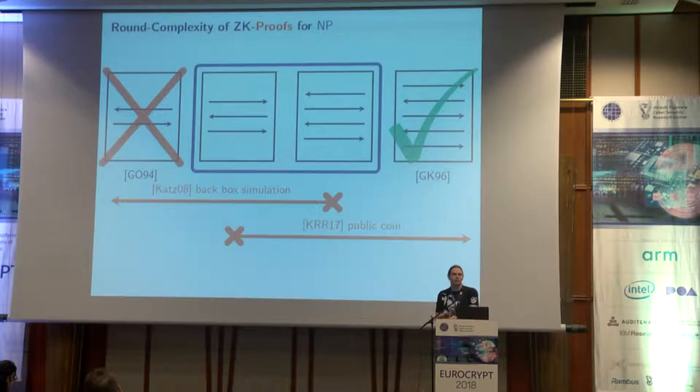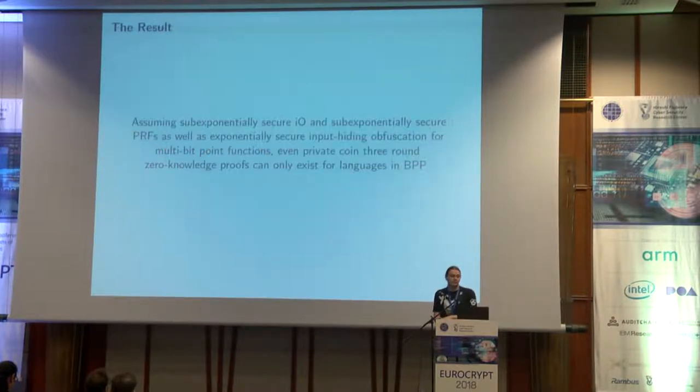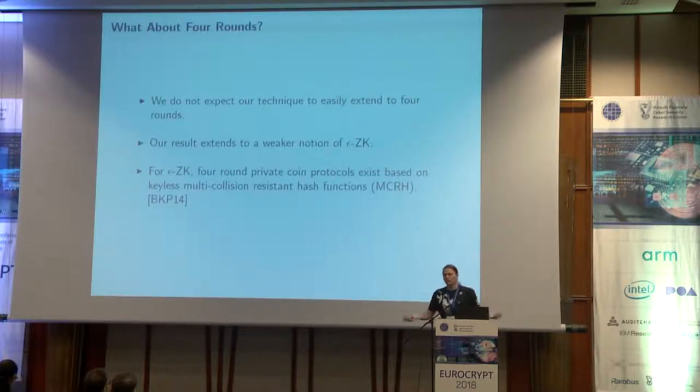And this is where our result comes in. We specifically rule out three-round protocols, even in the private coin and non-black box simulation setting. Specifically, assuming sub-exponentially secure I/O, sub-exponentially secure puncturable PRFs, and exponentially secure input hiding obfuscation for multi-bit point functions, we show that private coin three-round zero-knowledge proofs can only exist for languages in BPP. This, of course, leads to the natural question, what about four rounds? And we do not expect that our techniques can be extended to four rounds.